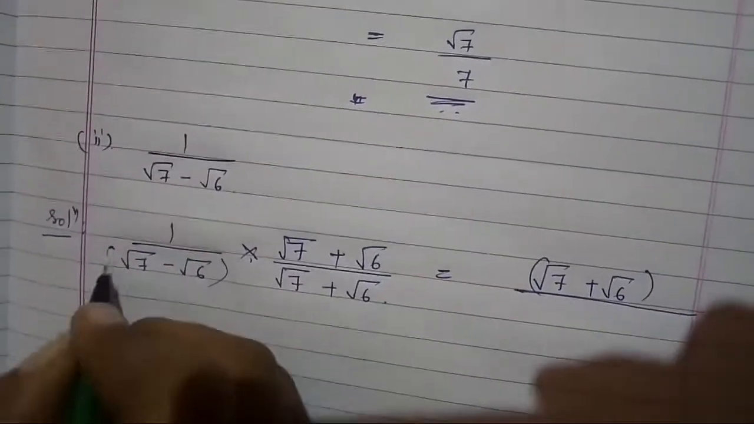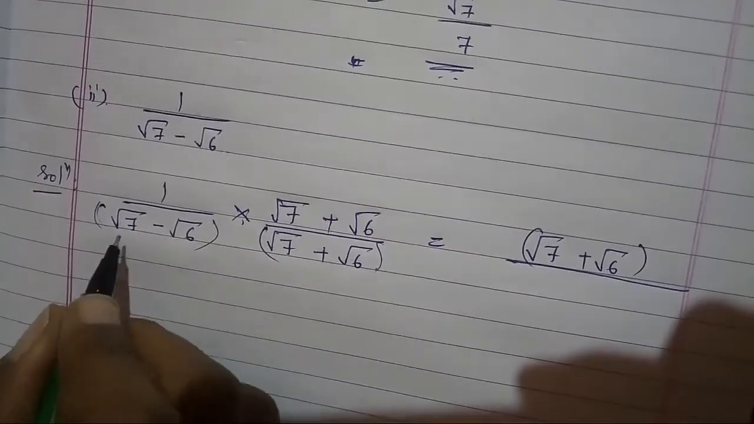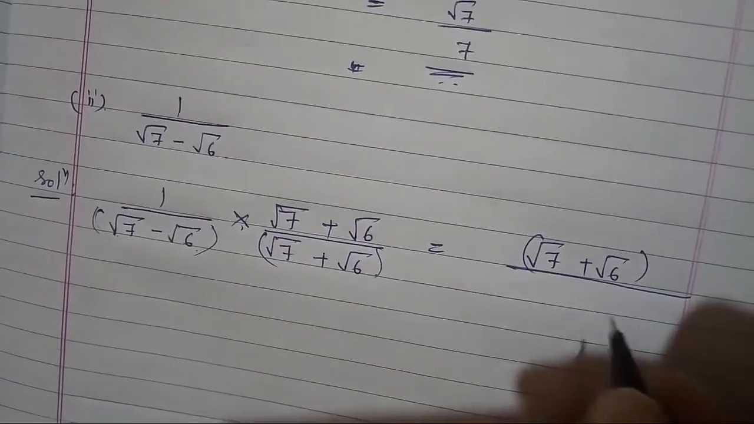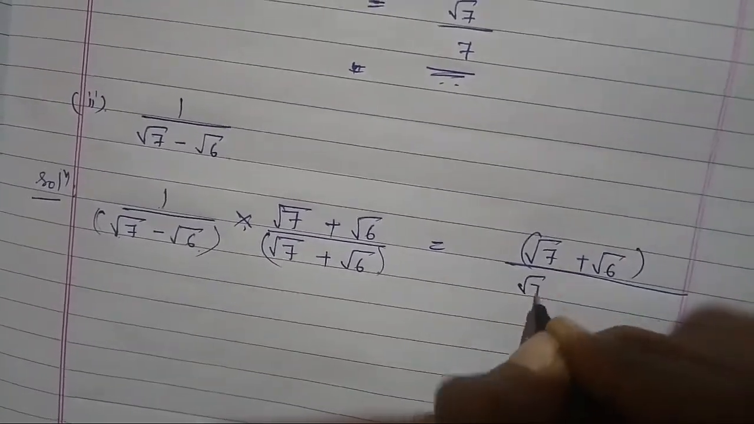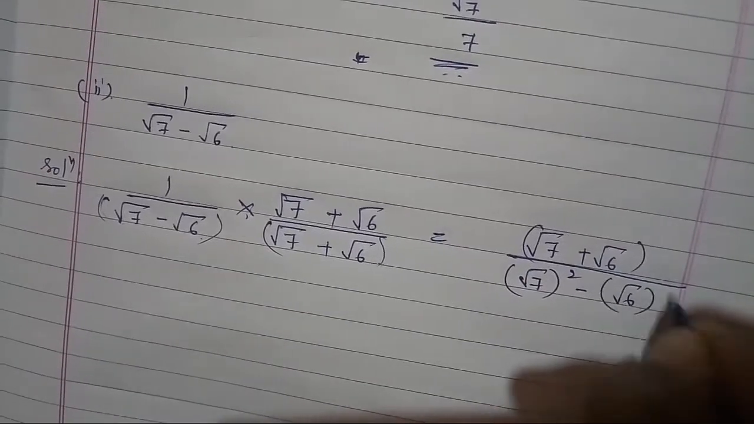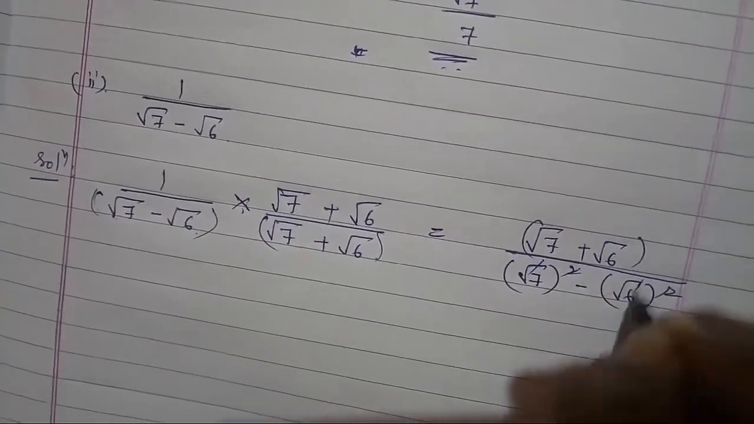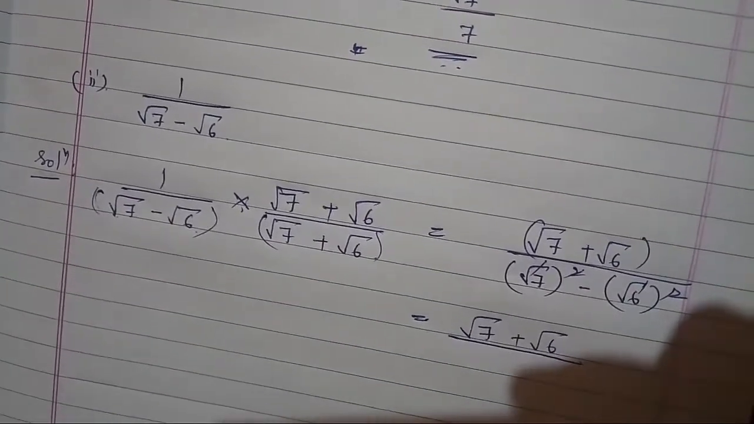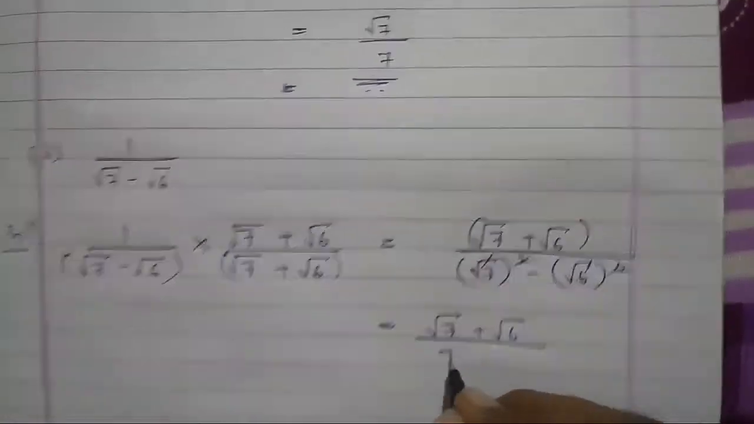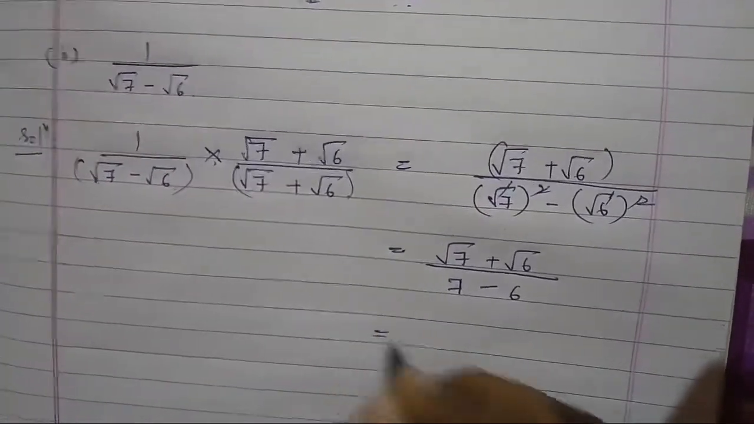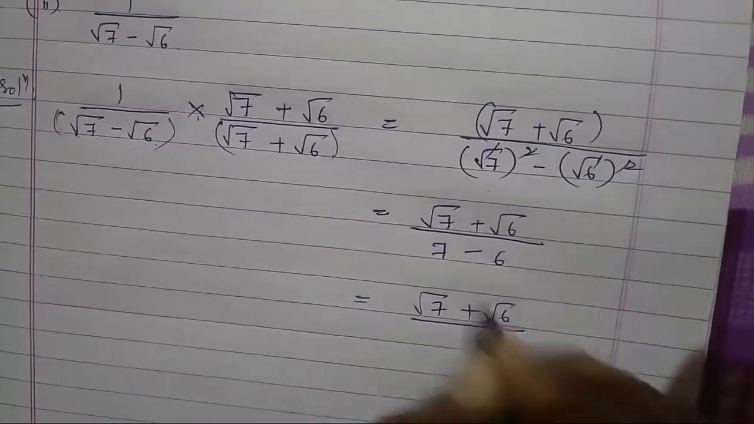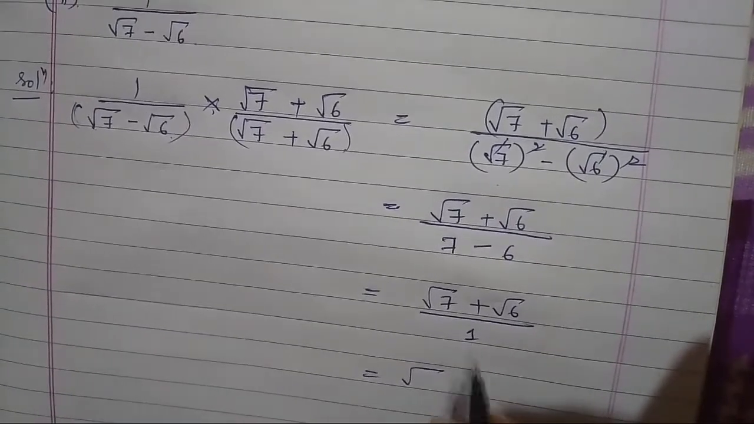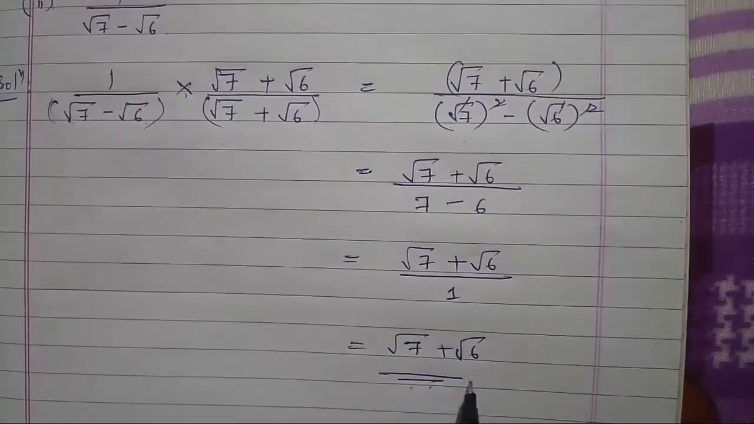Here the denominator value is in the form of (a minus b) into (a plus b). So this can be written as a square minus b square, that is root 7 whole square minus root 6 whole square. Here square and root get cancelled. We remain with root 7 plus root 6 as it is in the numerator. There is no simplification here. Here we remain with 7 minus 6, that is 1. The denominator being 1 means hence solved.